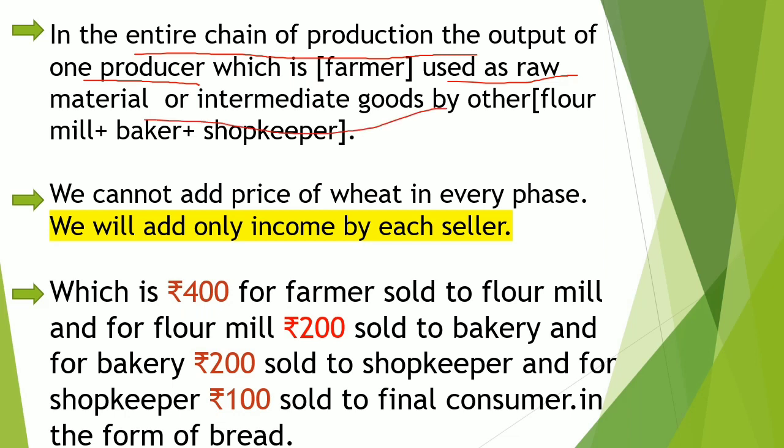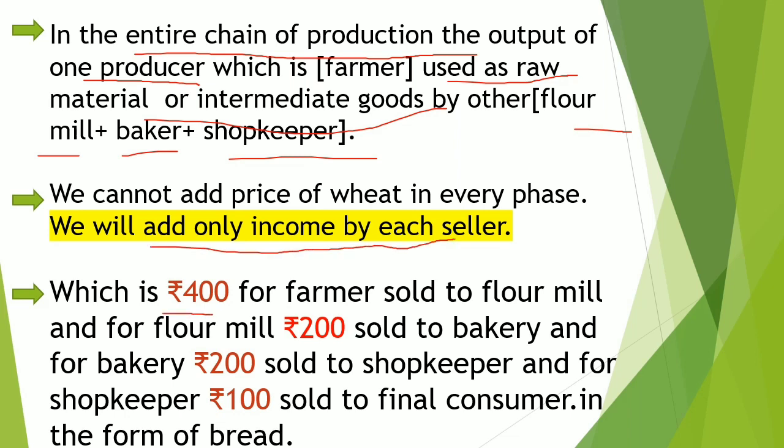See, for the flour mill, he gets the wheat, and only then can he convert that wheat into flour. For the baker it is the same, and for the shopkeeper also. The wheat is the raw material, and it is the output of one producer, which is the farmer. So we cannot add the whole price of wheat in every phase. We will add only the income of each seller.